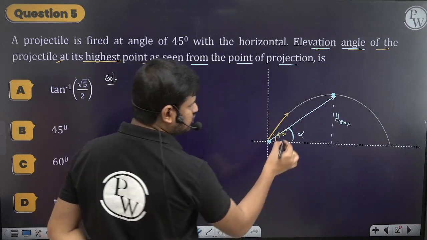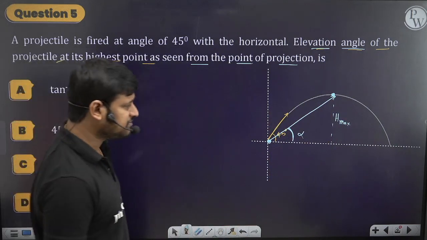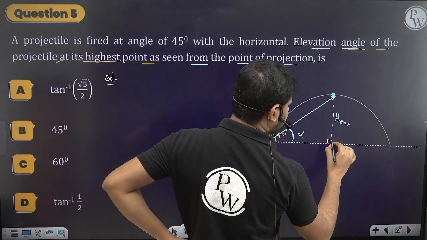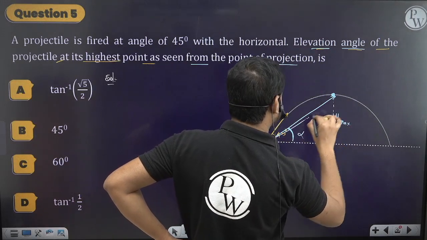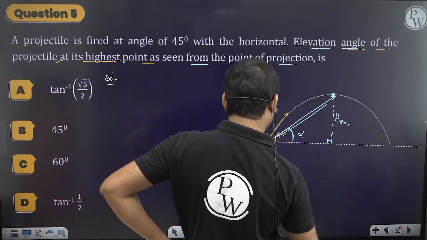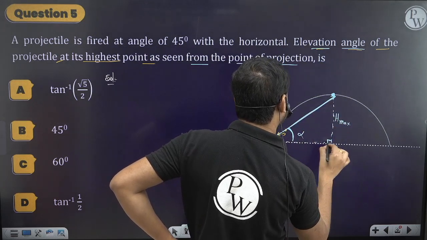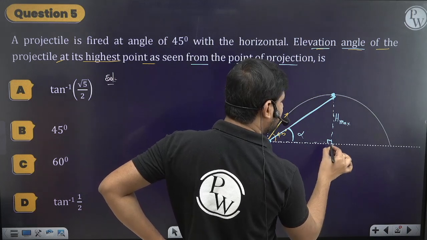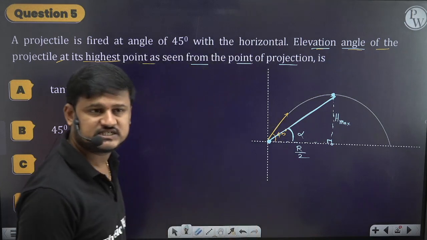They are asking, so let it be alpha I am considering. Then in this triangle, see here, this is going to be a right angle triangle. This total thing is going to be the right angle triangle. Yes or no? Now see here, this is H max, and exactly at half, this is going to be half the range. Yes or no?